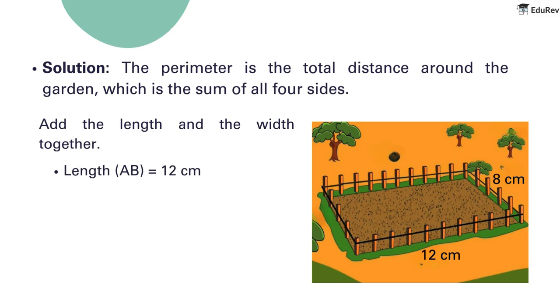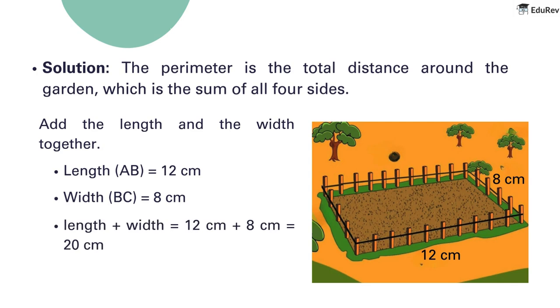Length AB is equal to 12 centimeters. Width BC is equal to 8 centimeters. Length plus width is equal to 12 centimeters plus 8 centimeters equals 20 centimeters.